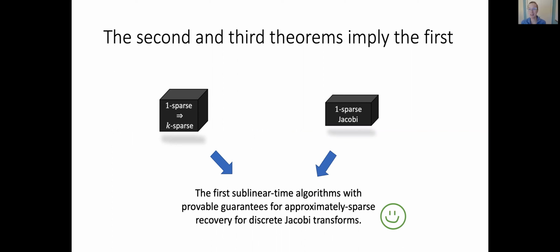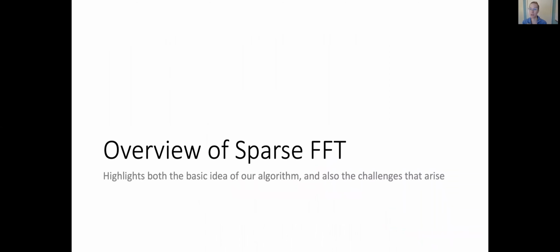Okay, so I'll give a high-level overview of how the proof goes. And for those of you who are familiar with the sparse Fourier transform, this is going to look pretty familiar. So let me start with a quick overview of the sparse Fourier transform, because it's that framework that we're working in. And then I'll try to at least highlight some of the main issues that come up when generalizing it and how we get around them.